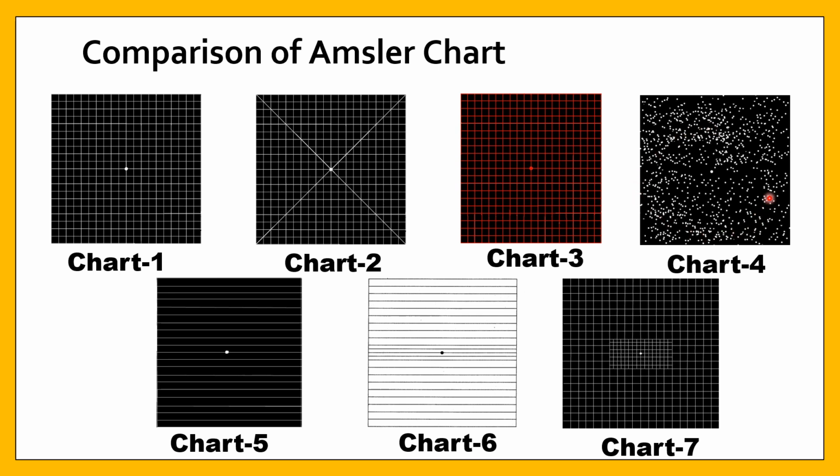And talking about chart 4, there are many small white dots randomly scattered on the black background, and it helps to differentiate between the scotoma and the metamorphopsia. And in chart 5, there are 20 evenly spaced horizontal lines on the black background, and it helps to detect the metamorphopsia along a specific meridian, and it can be rotated in any meridian.